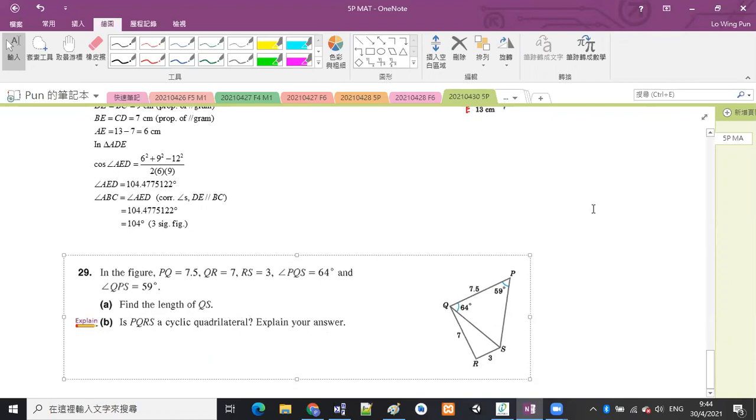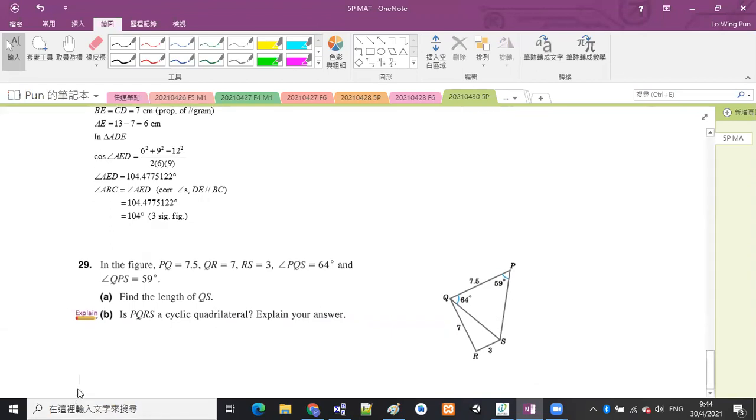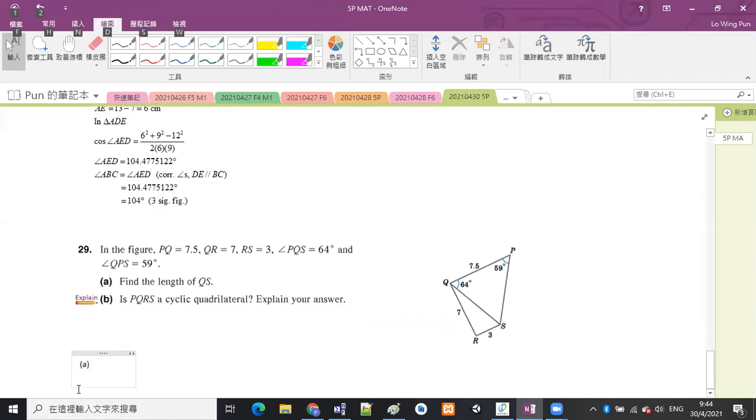Is that okay? So in part A, I want to find the length of QS. QS belongs to triangle QRS or triangle QPS. Then we need to choose which triangle has more information for us to set up an equation. I think it is very obvious that triangle PQS has 3 pieces of information, which is sufficient for us to set up an equation, right? So let us focus on triangle PQS.